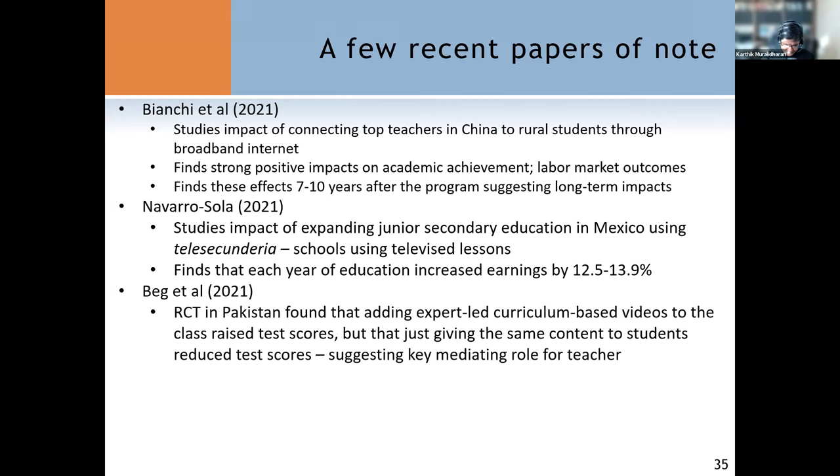And then coming to doing more micro variations with experiments, right? Because neither of those two are RCTs. Those are both natural experiments, right? So you don't randomize at that kind of scale. But now coming back to RCTs, there's this nice paper forthcoming in the AJ policy that looked at expert-led curriculum-based videos, okay? And this was content that was made available to schools and teachers.